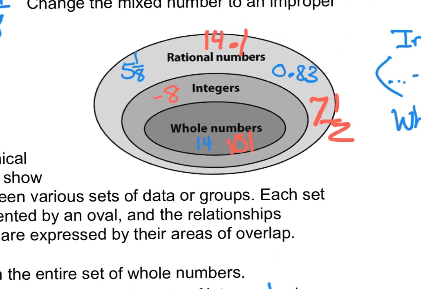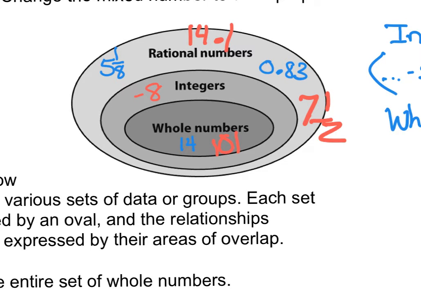Can all of you see that? So in the boxes, make sure you have 14.1 with your rational numbers. I'm going to pause this.